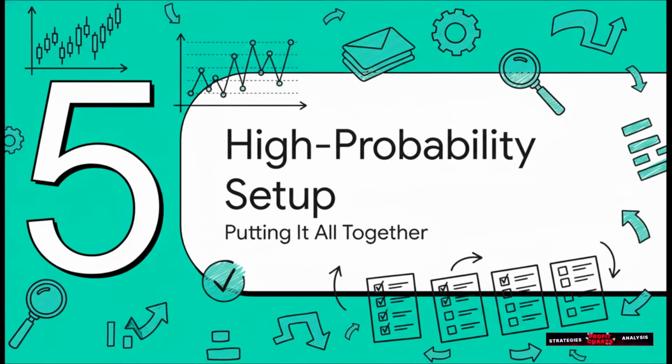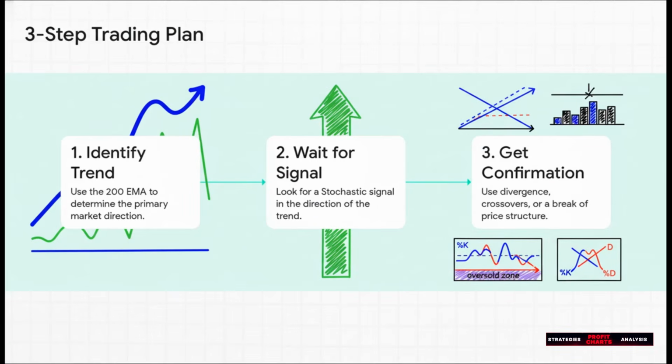Okay, now for the really fun part. We're going to combine everything we've talked about, our trend filter and our divergence strategy, into one single high probability trading plan. This is your go-to checklist for finding quality setups. Here you go. It's just 3 steps. Step 1. Identify the primary trend. Is price above or below that 200 EMA?